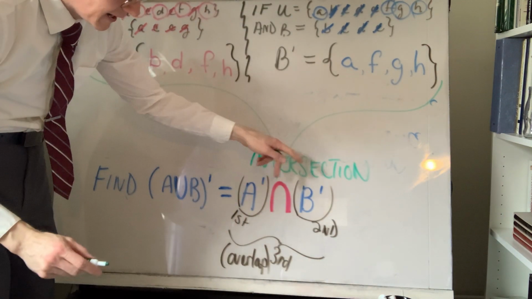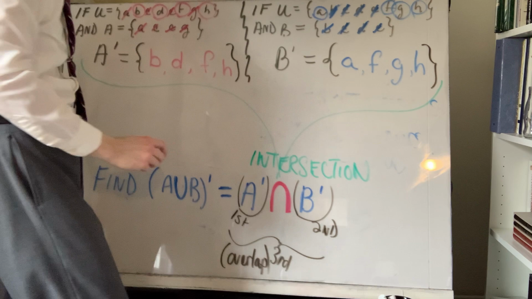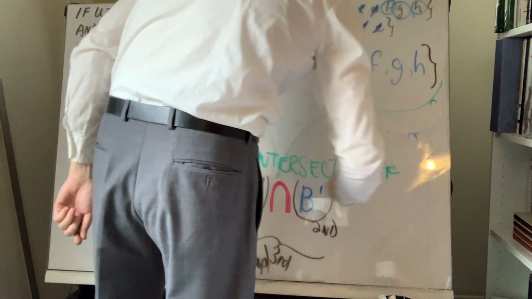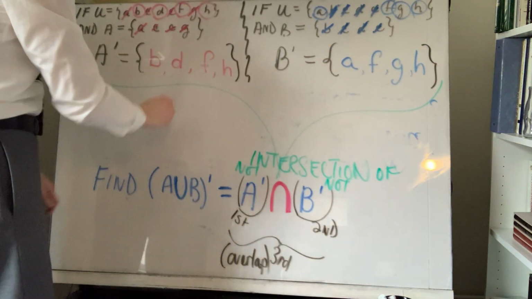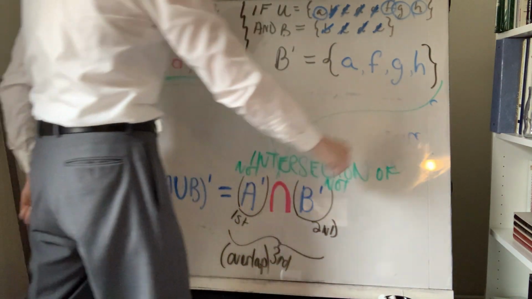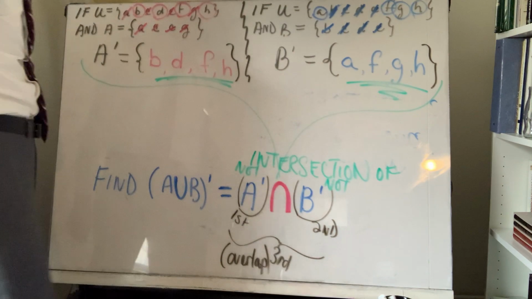Of not A and not B. Then we need to look at this particular list and this particular list, right?